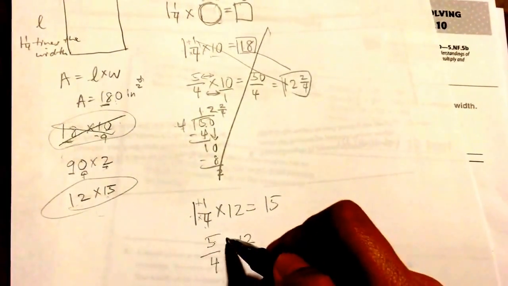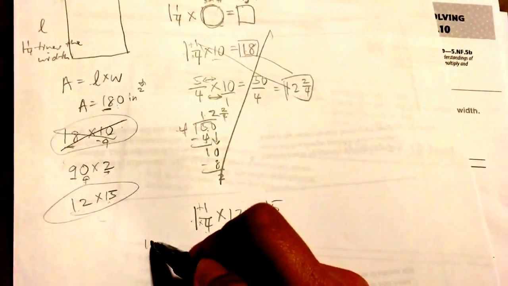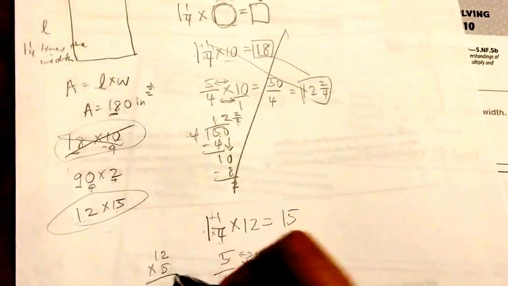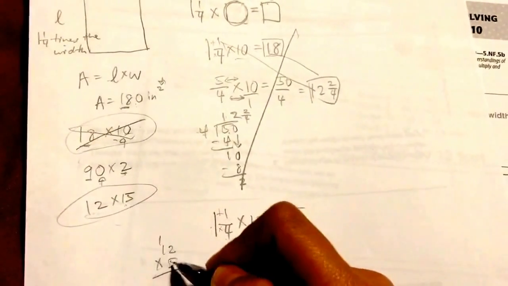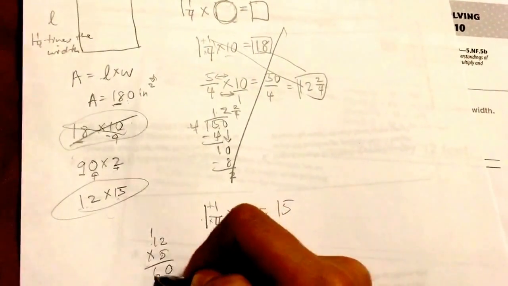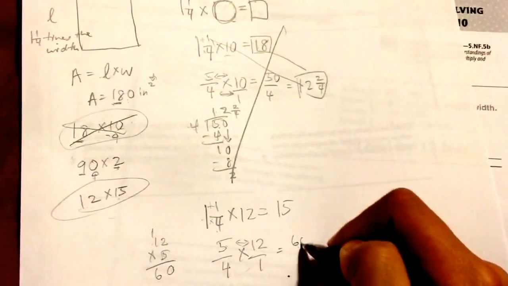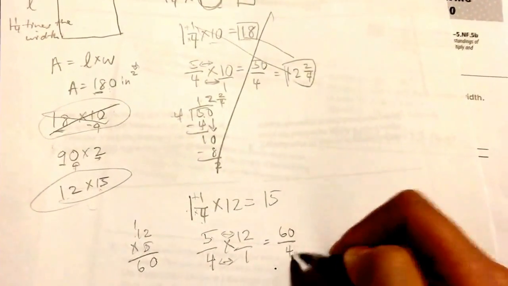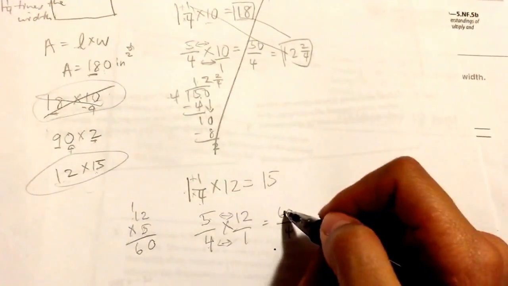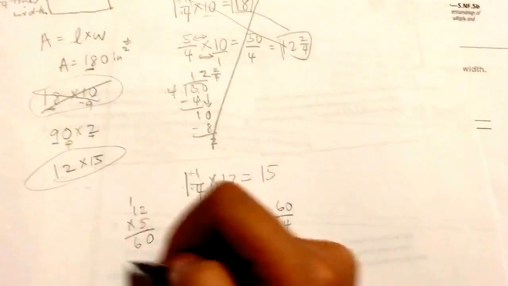5 times 12, numerator times the numerator. If you don't know offhand, you could do it on the side. 5 times 2 is 10. We group the 1. 5 times 1 is 5, plus 1 is 6. 4 times 1, denominator times the denominator, is 4. If 60 divided by 4 is 15, we found our answer.